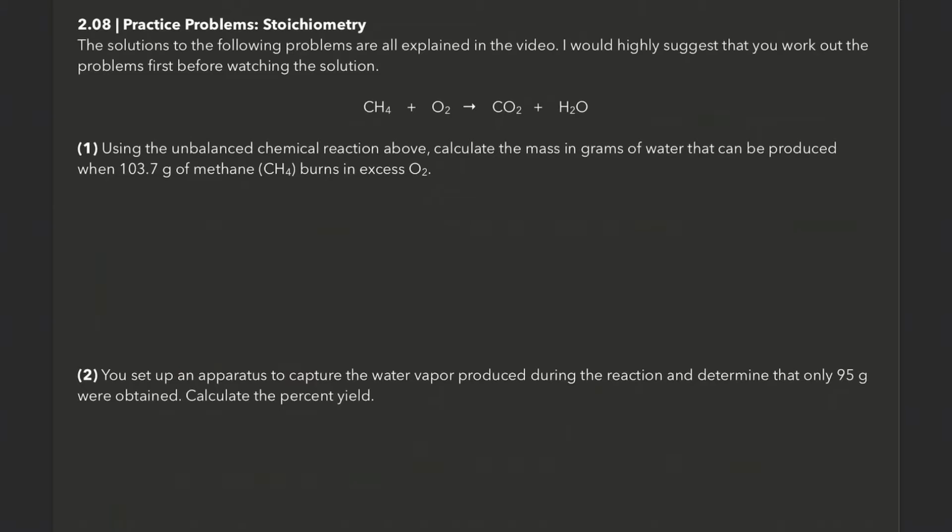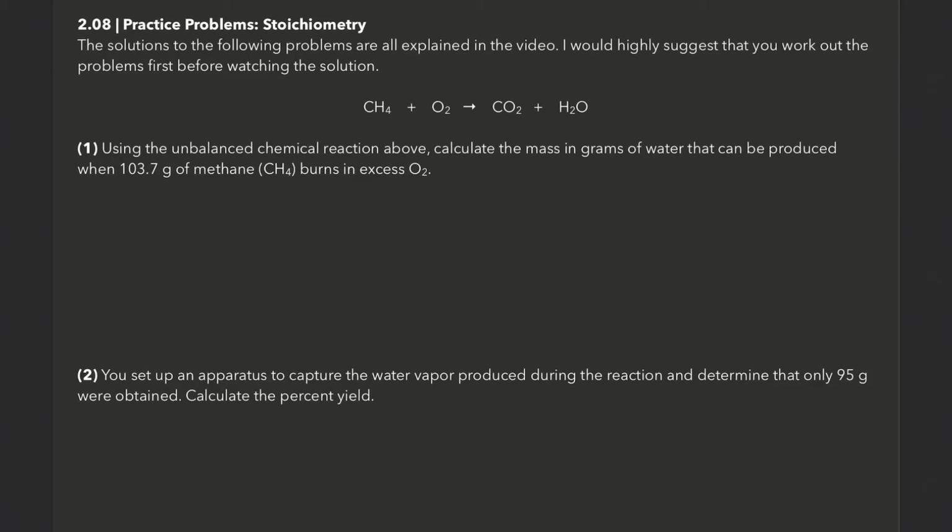I highly suggest you try to answer the problems first. You might not know what theoretical or actual yield is, but you might be able to actually do a lot of the stoichiometric calculations you've done in the previous section. This is just taking it one step further. Let's get started. So again, feel free to download this practice set from the description and work through the problems before I do, to help you pinpoint where you might have weaknesses in the stoichiometric problems.